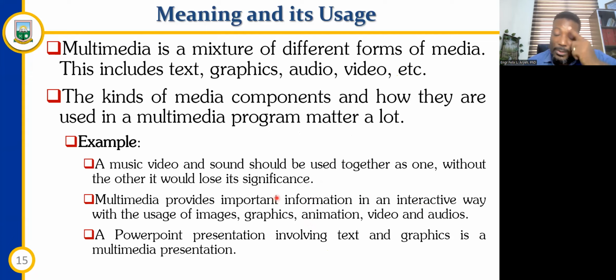So now let's take the first one. Let's take a typical example: a music video and sound used together as one. Without the other, it will lose its significance.